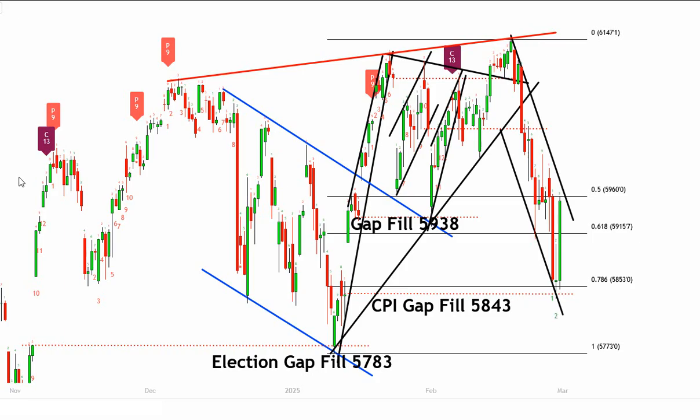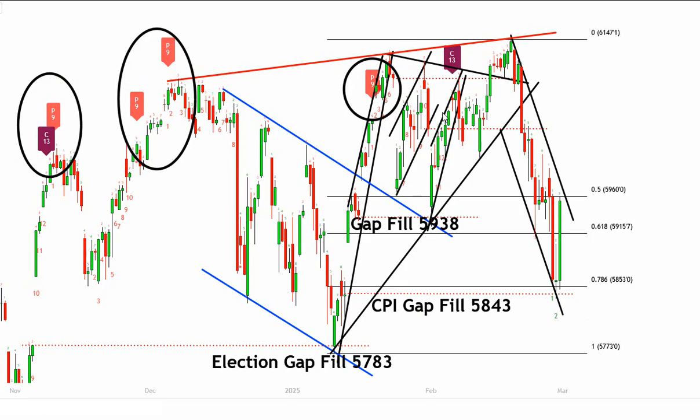Some of these 9 and 13 counts have marked turning points. Here you had a double sequence count reversal signal. Here you had a 9-9 reversal signal. You had a 9 count here, went a little bit higher, and then you pulled back. Here you had the 13. This is the 4-hour time frame, the S&P 500.